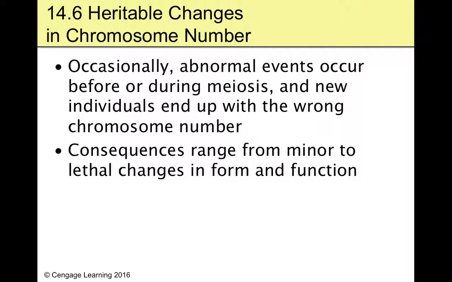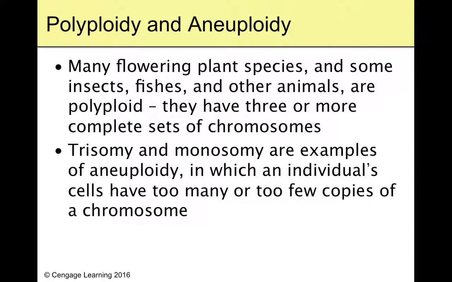Heritable changes in chromosome number. Sometimes these abnormal events occur before or during meiosis, and new individuals end up with the wrong chromosome number. Consequences range from minor deals to lethal changes. Two examples of this are polyploidy and aneuploidy. A lot of flowering plant species, a few of our insects, and fish are polyploid, which means they have 3 or more complete sets of chromosomes.